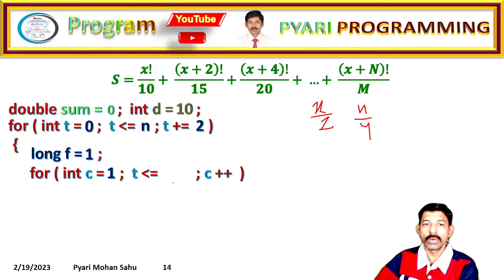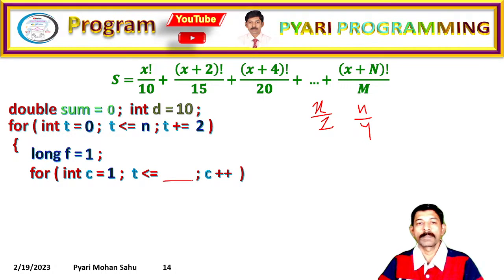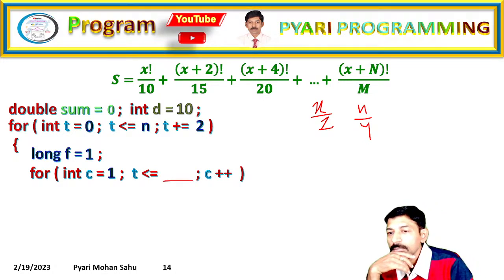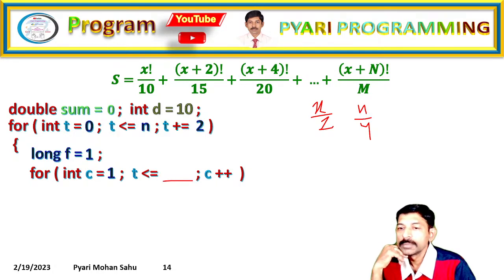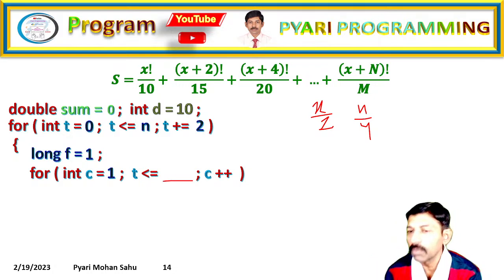Now the condition over here is vital. Yes, understood. Sir, sum is equal to 0.0, not 0. Now double will implicitly convert into 0.0, Sanchita.